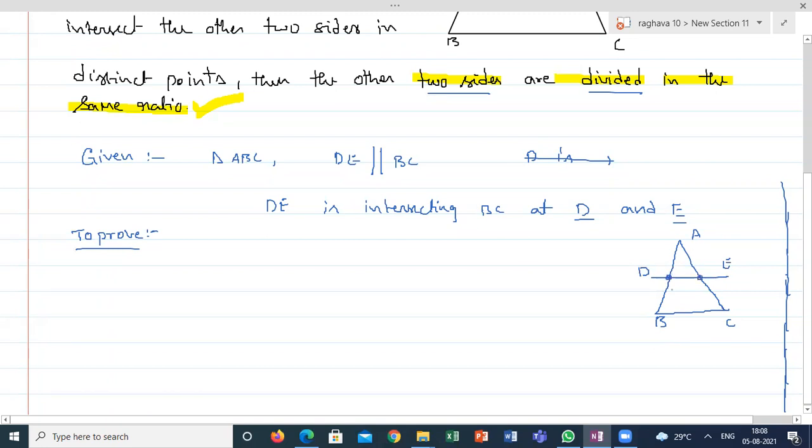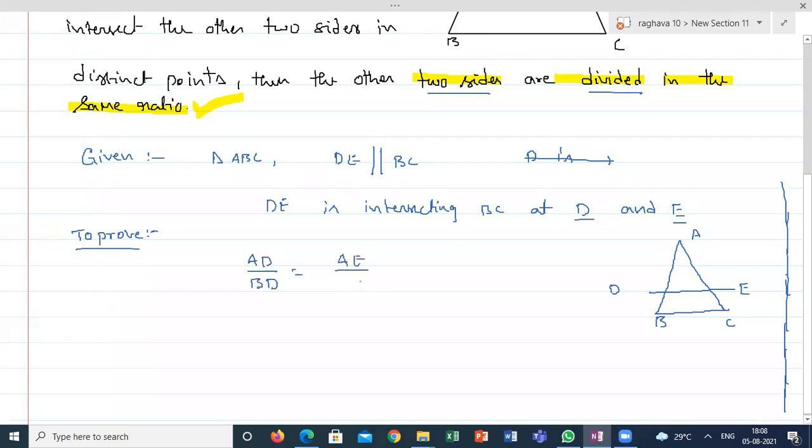AB is divided into two parts, AD and DB. AC is divided into two parts, AE and EC. It is not at the midpoint here. So I have to prove AD by BD is equal to AE by EC.